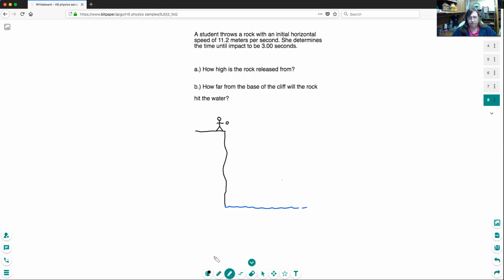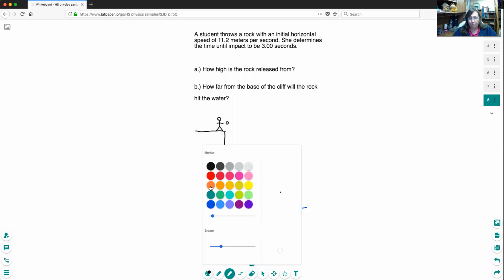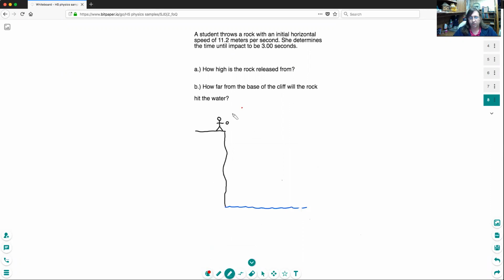Okay, the first thing we should do is identify or label our various pieces. So I'm going to start off by changing pen colors here. And in the horizontal direction, we're told that the velocity equals 11.2 meters per second.